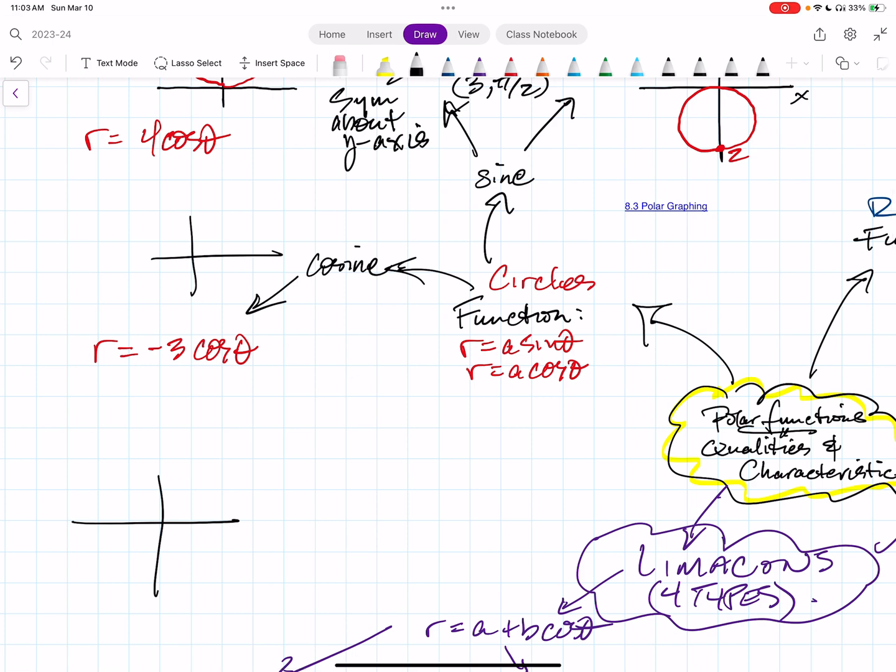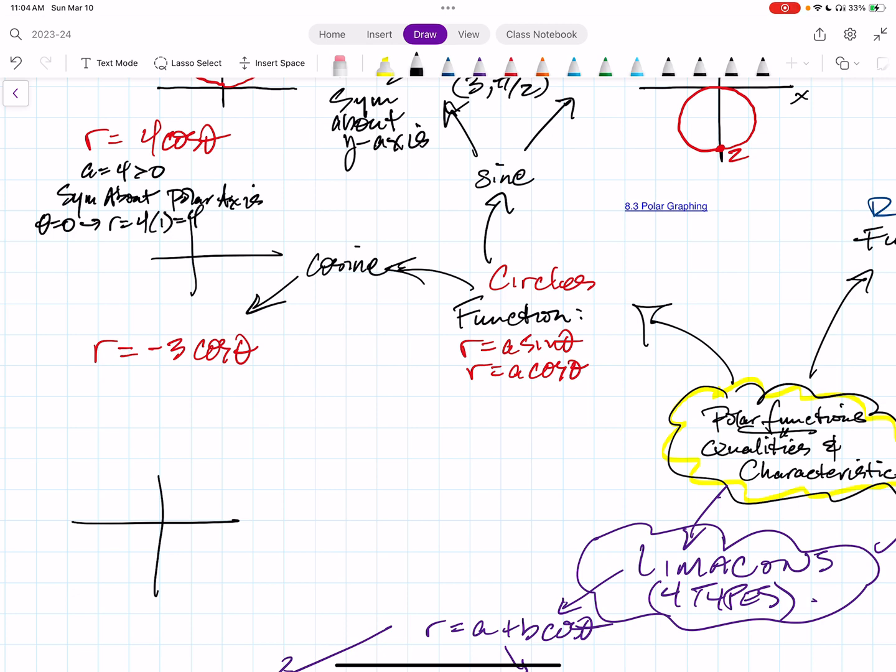There are two different possibilities here, where A is positive and A is negative, so I just made up some values. Starting with r is equal to 4 cosine theta. Here A is 4, it's positive. For cosine, it's symmetric about the polar axis. To figure out your start point, figure out where cosine is at its max, and that's at 0 and 2 pi. So if you let theta equal 0, r is equal to 4 times 1, which is 4.